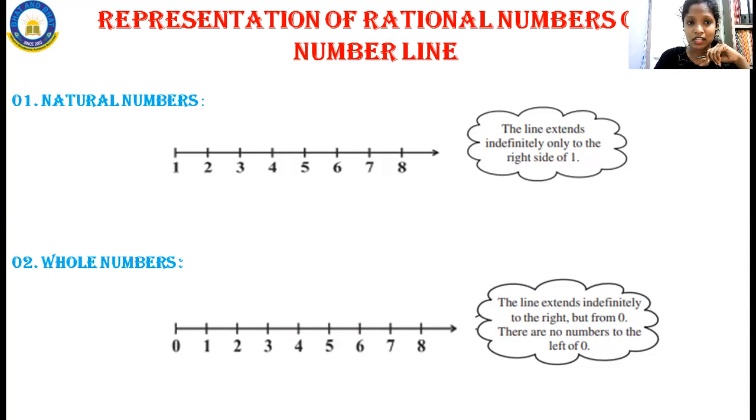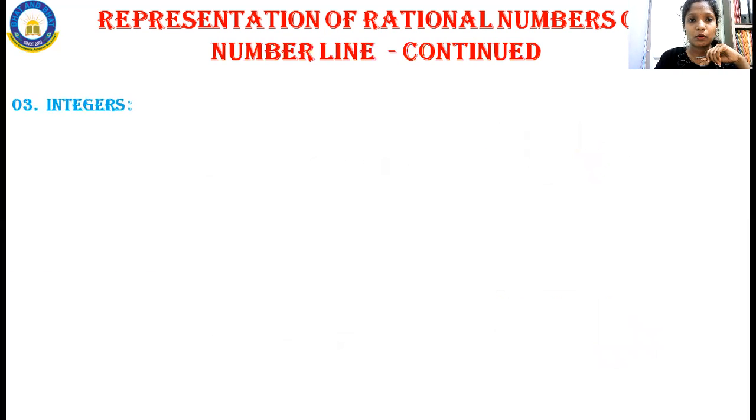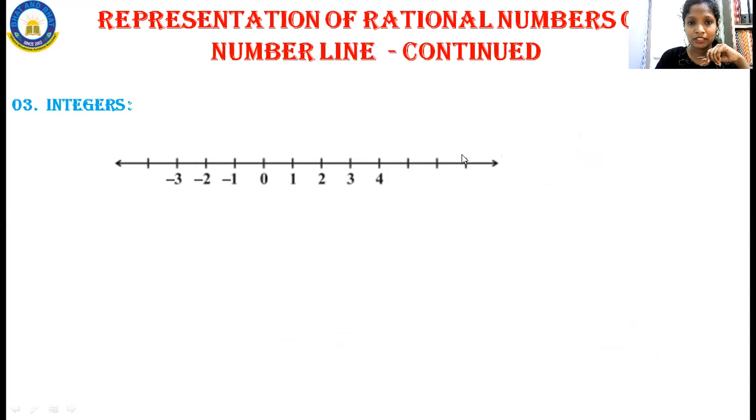So the first one is natural numbers, the second one is whole numbers, and next we will see how to represent the integers on the number line. If you see here, this is a number line. Here also there is an arrow mark on your right hand side, and on your left hand side there is also an arrow mark. What does it mean? That means the numbers will continue indefinitely to the right hand side of 0 and to the left hand side of 0.